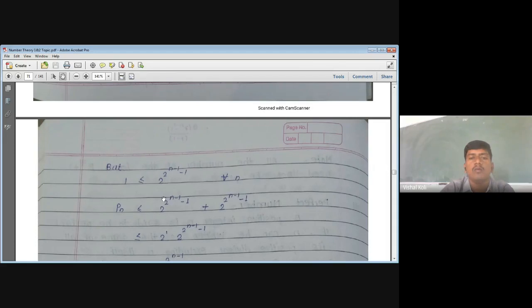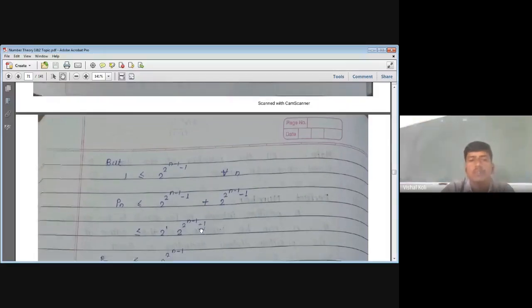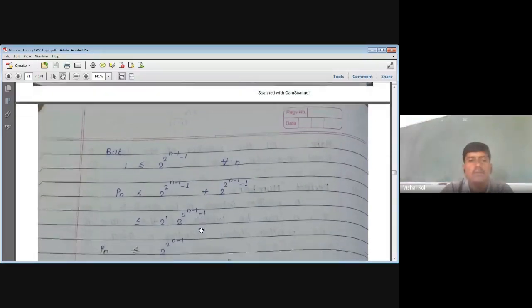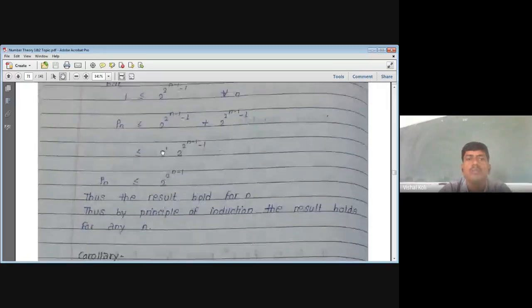Now, as this is a plus a, which is nothing but 2 times a, therefore 2 times 2 to the power 2 raised to n minus 1 minus 1, which is nothing but 2 to the power 1 times 2 to the power m, which is 2 to the power 1 plus m. That is 2 to the power 1 plus 2 raised to n minus 1 minus 1, plus 1 minus 1 gets cancelled. Therefore, 2 raised to n minus 1 remains as it is. Therefore, Pn is less than or equal to 2 to the power 2 raised to n minus 1.